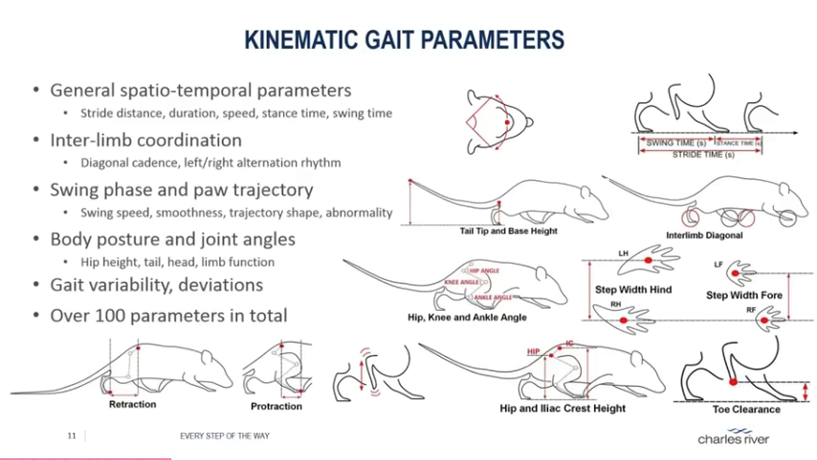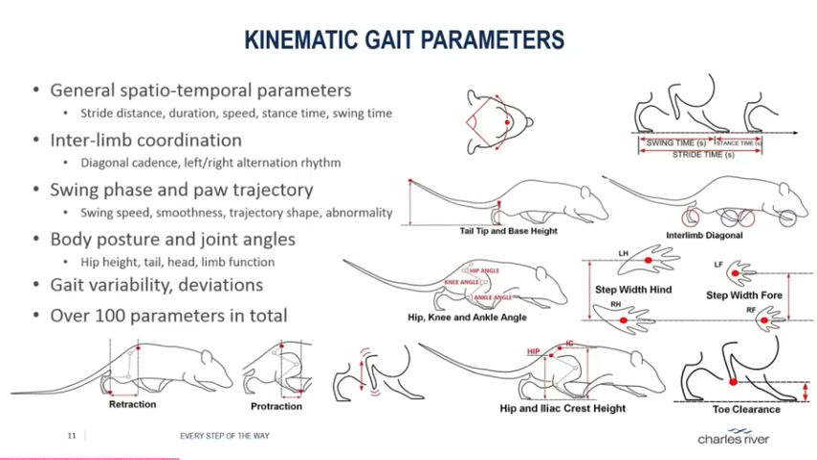So we have several parameters describing that kind of things. Then we have several parameters describing body posture and limb function. For example, hip height, tail movements, joint angles, and also detailed head movement.